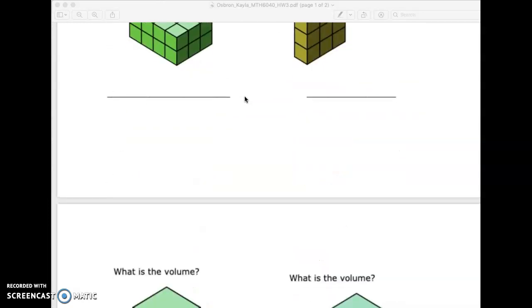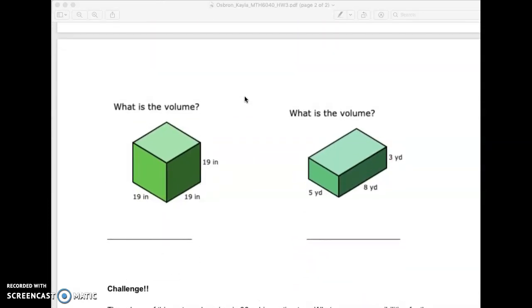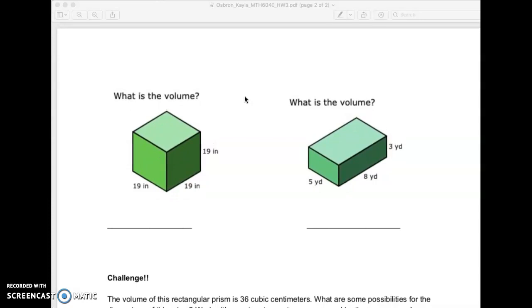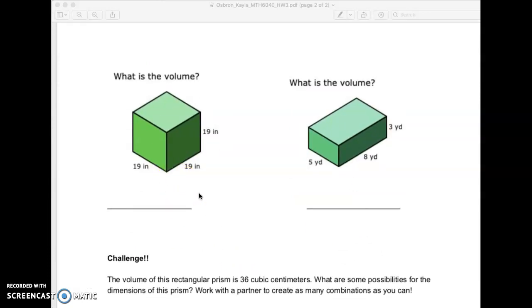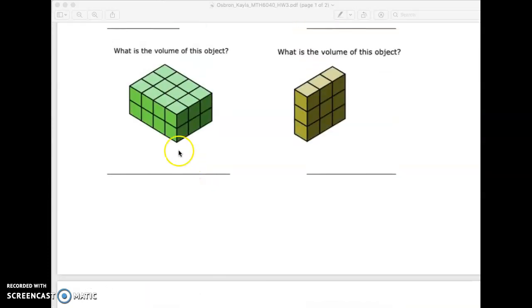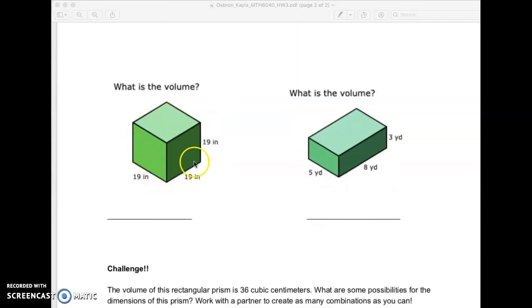Then on the back side of the worksheet is where students would extend their knowledge a little bit. This time, instead of getting unit cubes, they're getting measurements that they would have to use in the volume formula to determine the volume of these rectangular prisms. Same idea as above, just getting a little more realistic where we don't always have items made up of unit cubes. We're going to have to actually measure them to determine the volume.